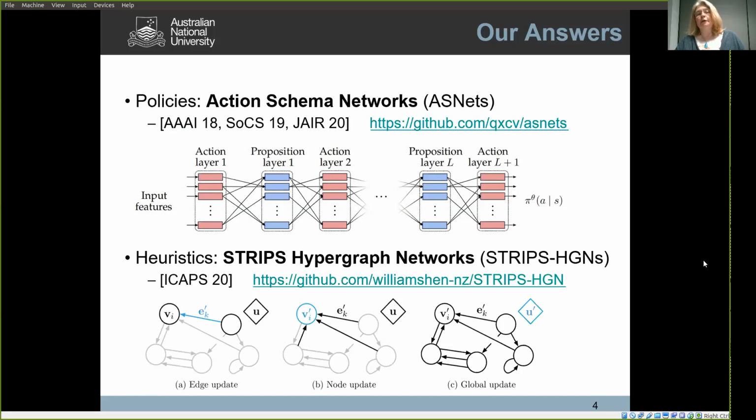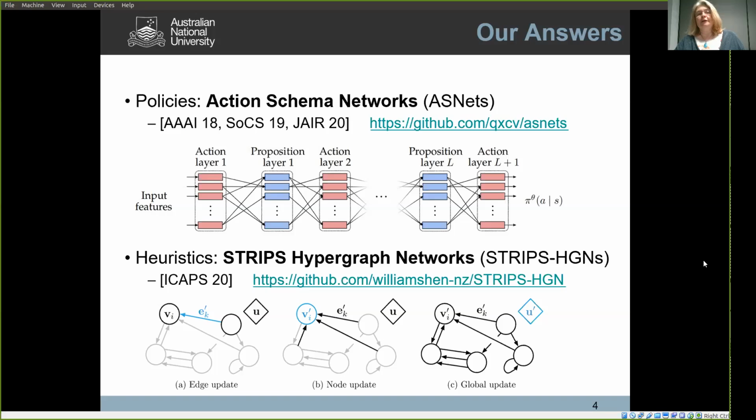The second architecture that I'm going to talk about is STRIPS hypergraph networks, or STRIPS-HGNs, and we use it to learn heuristics that generalize across problem size and across domains. And again, STRIPS-HGNs exploit the structure of planning problems, in that case, by propagating information over the hypergraph that represents the delete relaxation problem. Experimentally, we find that STRIPS-HGNs produce quite informed heuristics without completely blowing up the plan lengths, but that their runtime is not competitive with that of specialized implementations of domain-independent heuristics.